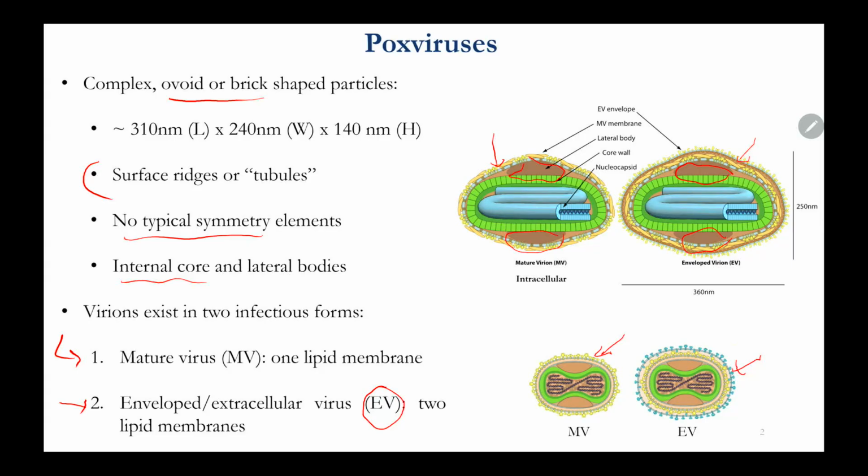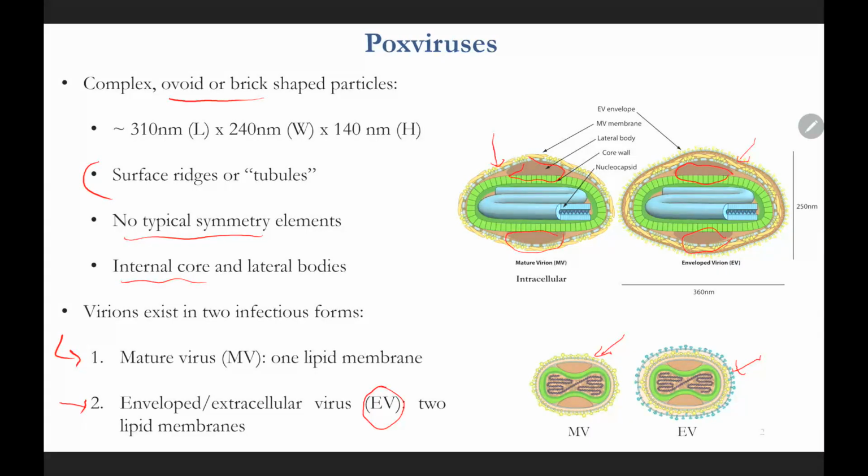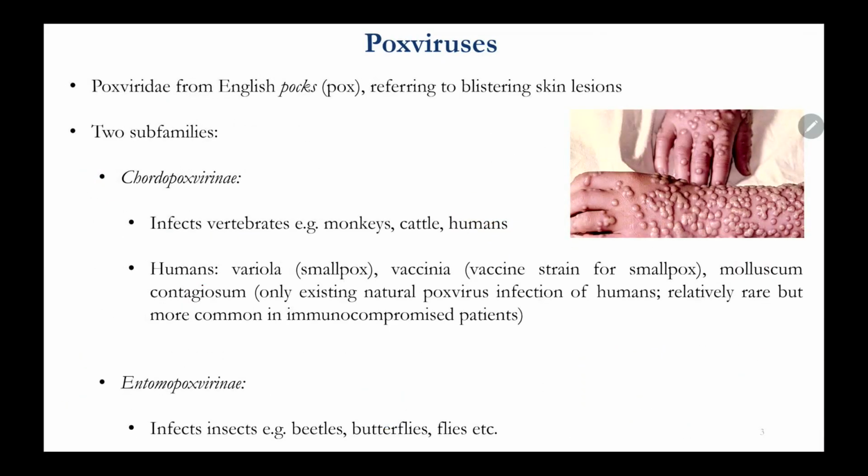Okay? So far what we have seen is that these viruses, the shape is different, the symmetry doesn't really exist, and they have a slightly different structure than what we are used to seeing. Another thing to add on is that the name comes from the English word pox, and it refers to the skin lesions that occur on the patients once they are infected with these viruses, okay? So they refer to these blistering skin lesions.